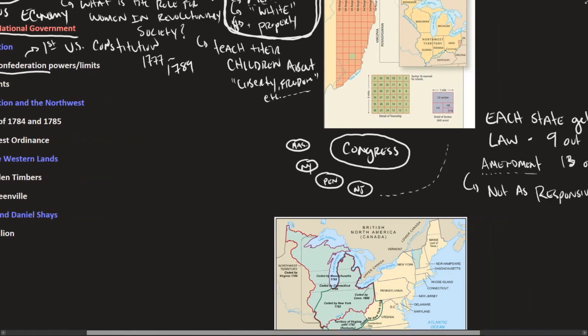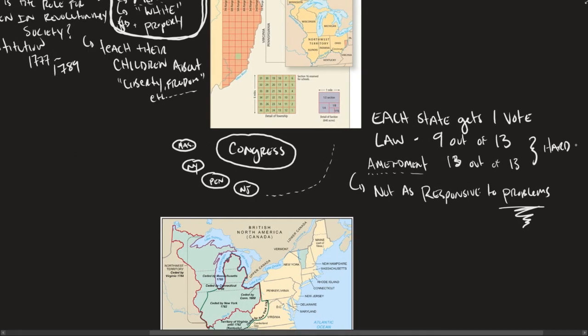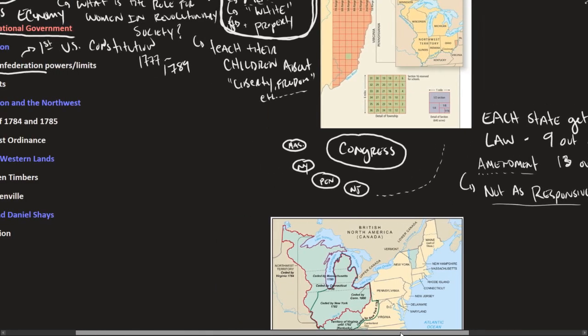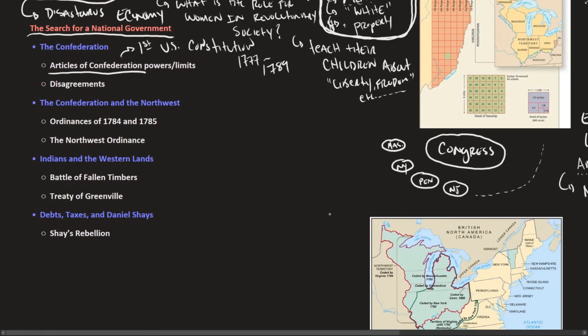In terms of how it was difficult to pass laws and difficult to pass amendments, and it was not responsive to some of the problems. And also due to some of its limits. So for example, I'm going to talk about some limitations of the government, things that it could not do that really hindered its ability to function.